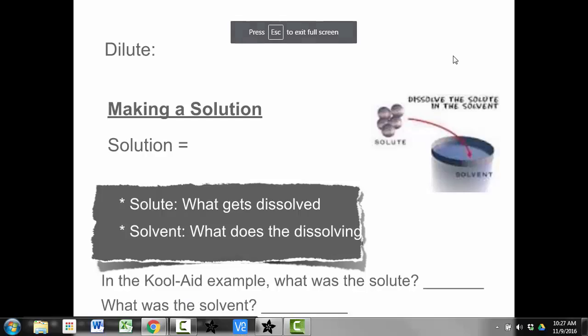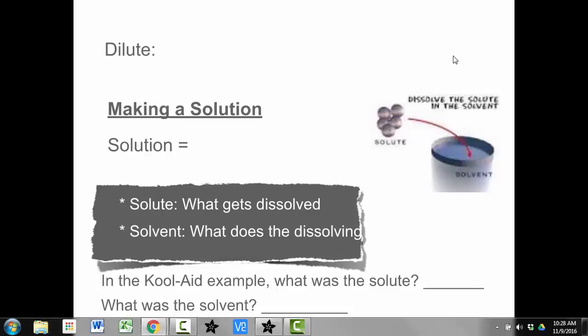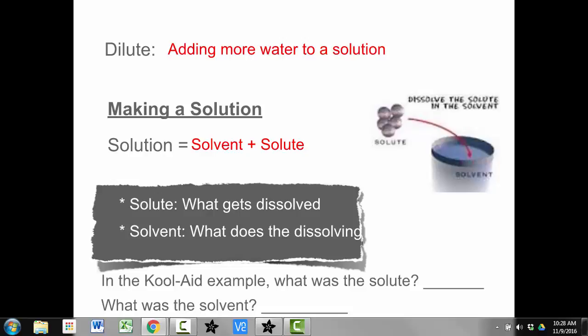What part is the solute? Is it the Kool-Aid or the water? Have you guys heard those terms before, ever? No? All right. Kate, do you want to take a guess? Kool-Aid. Yeah, the Kool-Aid. The thing that seems to disappear is called the solute. It's what gets dissolved. The solvent is what is doing the dissolving, what's holding the solute. So Kool-Aid is the solute, and water is the solvent.